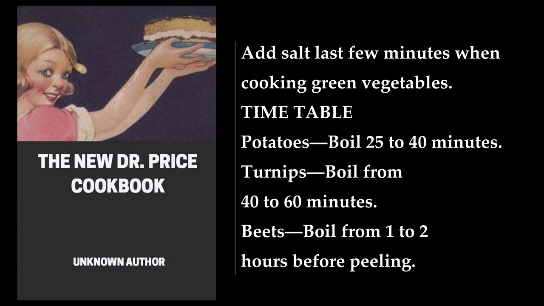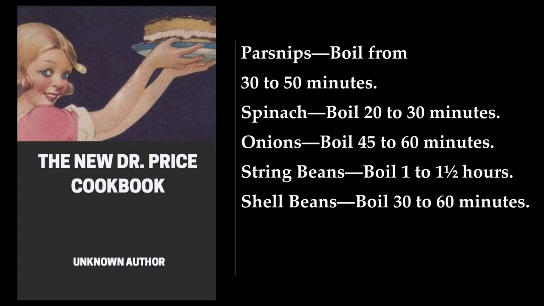Timetable. Potatoes, boil 25 to 40 minutes. Turnips, boil from 40 to 60 minutes. Beets, boil from 1 to 2 hours before peeling. Parsnips, boil from 30 to 50 minutes. Spinach, boil 20 to 30 minutes. Onions, boil 45 to 60 minutes.